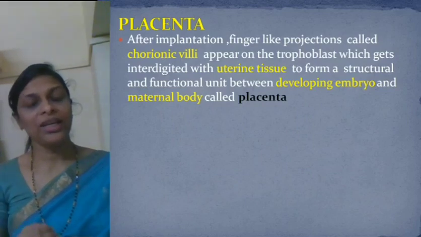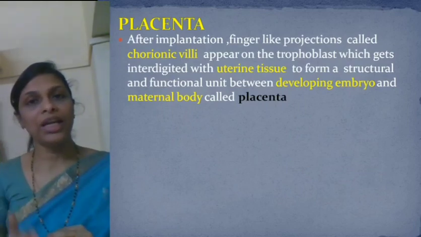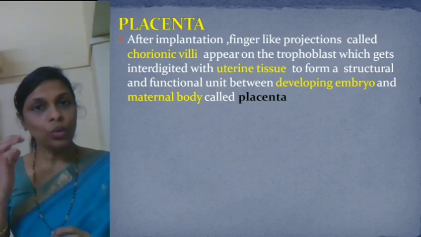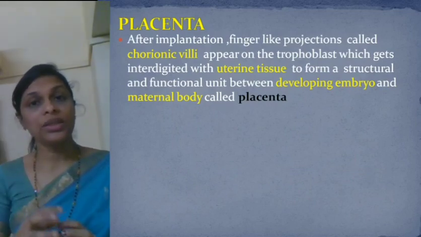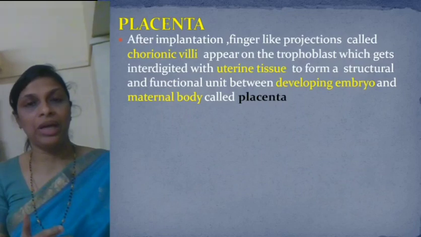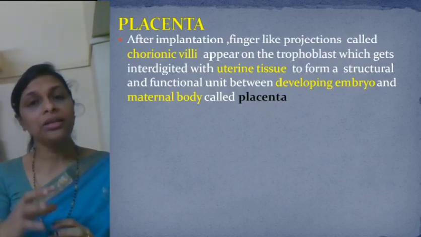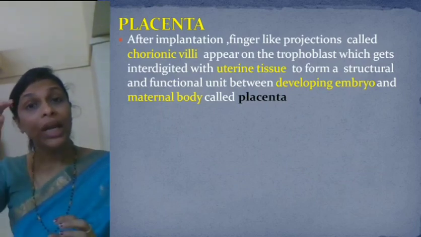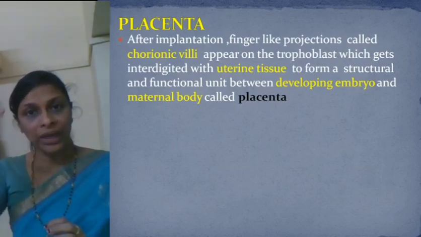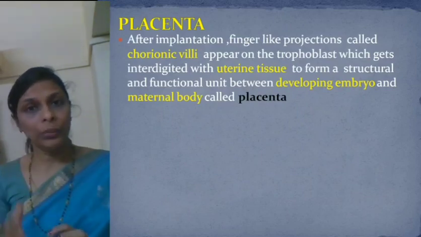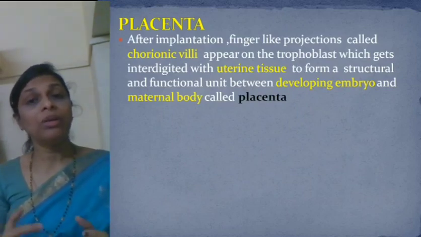Okay, so once again, let us recollect what implantation is. The attachment of the blastocyst to the endometrial lining of the uterus is called implantation. Now, when the blastocyst gets attached to the endometrial lining, what are the changes that take place? Changes take place both in the developing embryo and in the endometrial lining, that is the maternal tissue, and the trophoblast layer.